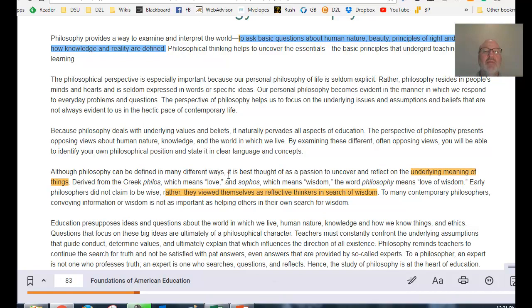Although philosophy can be defined in many different ways, it's best thought of in the passion to uncover underlying meaning of things. Okay, and if people that go on and study this for a living and make a living talking about philosophy, that's what they're trying, the meaning of things. Early philosophers did not claim to be wise, rather they viewed themselves as reflective thinkers in search of wisdom. So let me look at this.